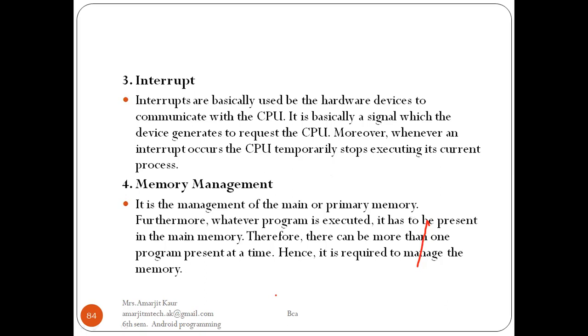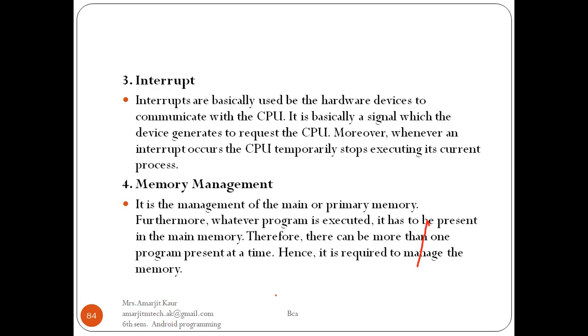Next component of the mobile operating system is interrupt. Interrupts are basically used by the hardware device to communicate with the CPU, central processing unit. It is basically a signal which the device generates as a request to the CPU. Moreover, when an interrupt occurs, the CPU temporarily stops executing its current process.